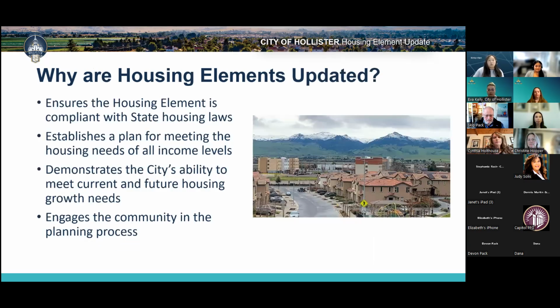And so why are housing elements updated? Housing elements are updated every 8 years to address the changing housing needs of the community and updates in state laws. The housing element establishes a plan and demonstrates the city's ability to meet current and future housing growth needs for all income levels. It also gives the community an opportunity to engage and give feedback.